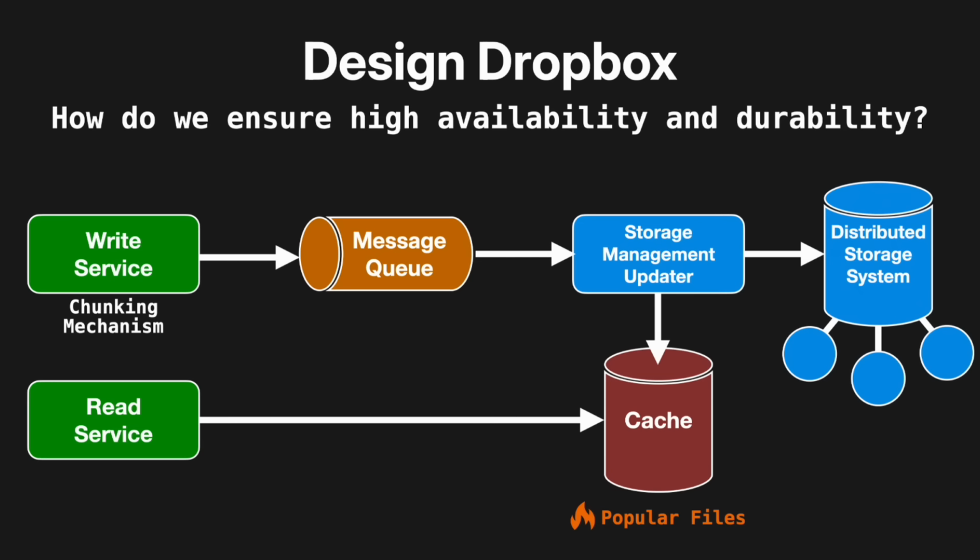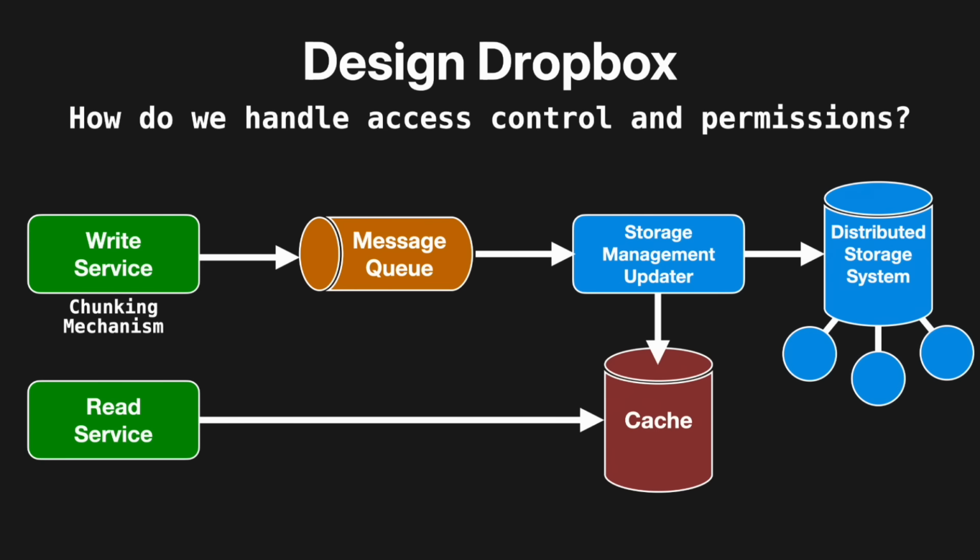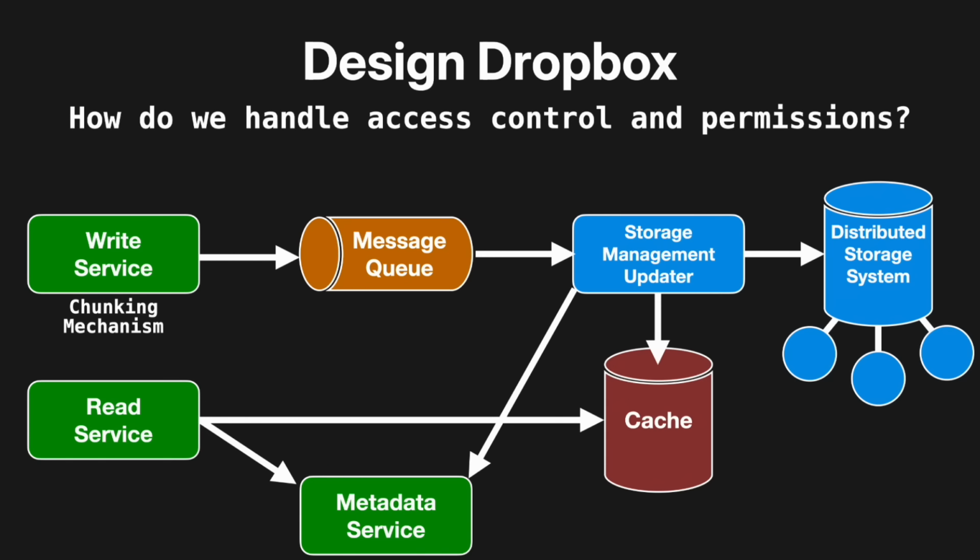Next, we want to figure out how we're going to handle access control and permissions. In addition to file storage, we need to manage metadata associated with each file, such as permissions, ownership, and version history. To achieve this, we'll be introducing a new service called the metadata service. The metadata service stores information about file ownership, permissions, and version history. This allows the system to verify access quickly, ensuring that only authorized users can view, edit, or share files.